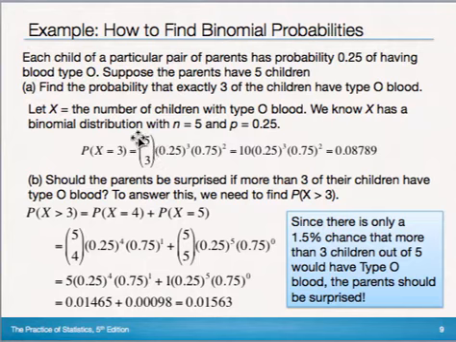Your calculator will first figure out how many different ways this can occur, which is 5 factorial over 3 factorial times 2 factorial, or 10. It'll then multiply the probability of having 3 children with type O blood, 0.25 to the third, and then multiply that by the probability of 2 children not having type O blood, which will be 0.75 squared.